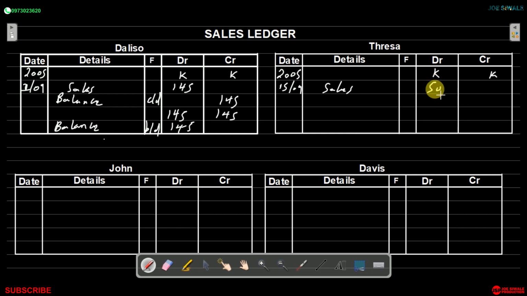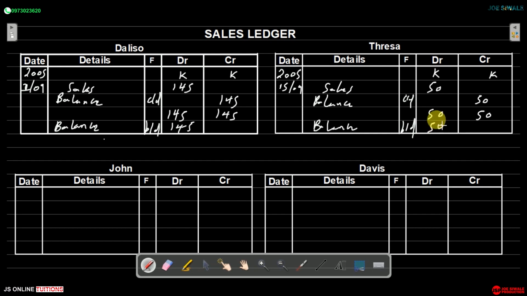And this is the only transaction which occurred, so we can balance up this account. So we'll say balance carried down, and we say balance brought down. So our total there, we're going to have 50 kwacha on the debit side and 50 kwacha on the credit side. Our balance carried down is going to be shown on the credit side as 50, and the brought down is going to be shown on the debit side as 50.